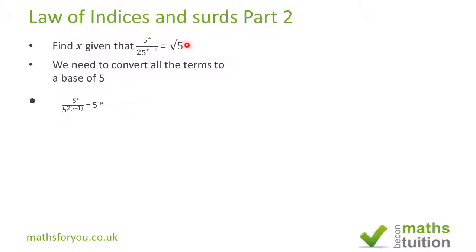Now the square root of 5 is the same as 5 to the power half. And by the law of indices, because we are dividing there, we can subtract the indices. So it will be 5 to the power x minus 2 times x minus 1, and that will be equal to 5 to the power half, as we got here.